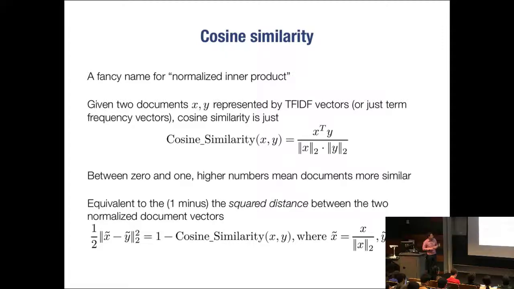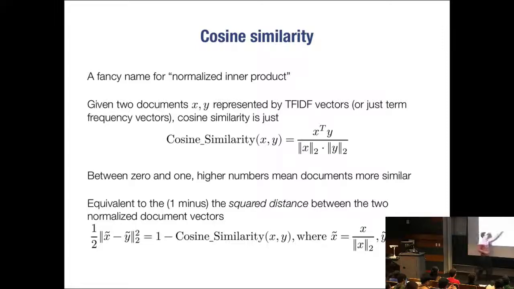Now when you do that, a common thing you want to do with documents is measure how similar two documents are, or find the most similar document to some given new document. A common way of doing this is with a method called cosine similarity. It sounds like a fancy thing, but really it's just a fancy name for a normalized inner product between the two vectors.